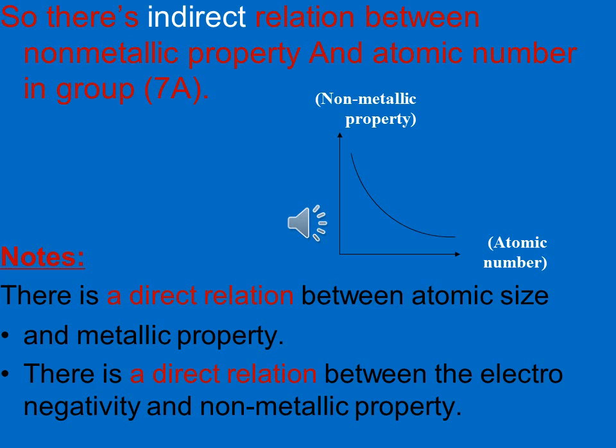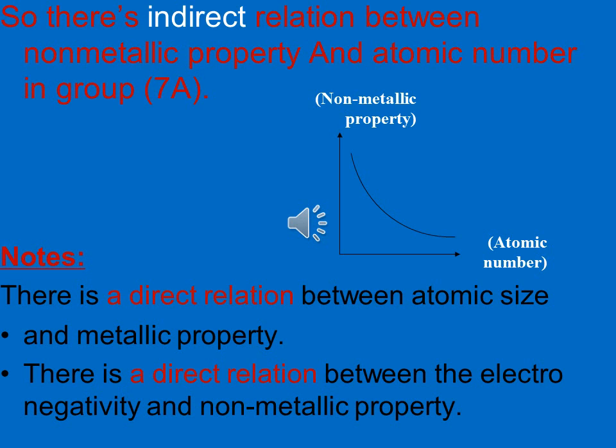So there is an indirect relation between the non-metallic property and the atomic number in group 7A because, as we said, when we go from up to down, the atomic number is increasing and the non-metallic property is decreasing. So it's an indirect relation. From all what we said, we can conclude that there is a direct relation between atomic size and the metallic property.